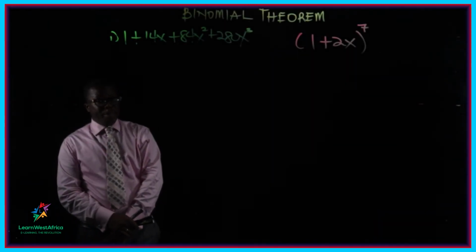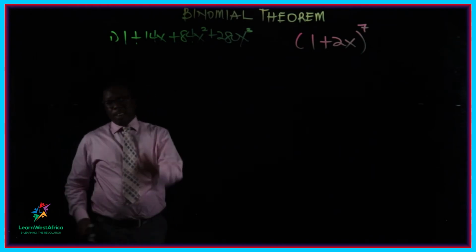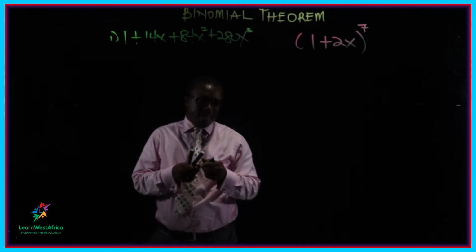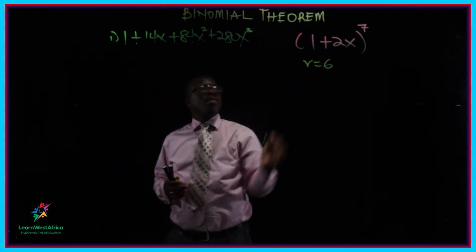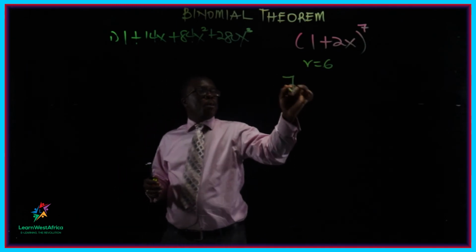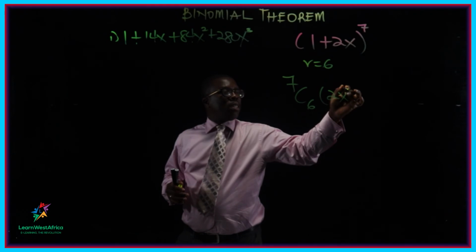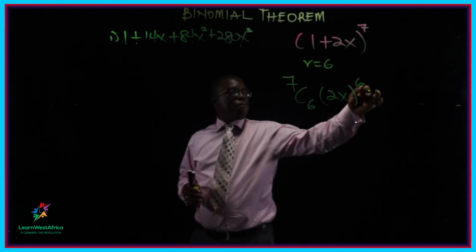So we want to find the seventh term. And we said that our r is one step behind our seventh term, which means our r is 6. So with r equal to 6, how do we find that? Obviously, we're going to have 7 choose 6, (2 to the power x) all to the power 6. Then we have 1 to the power 1.